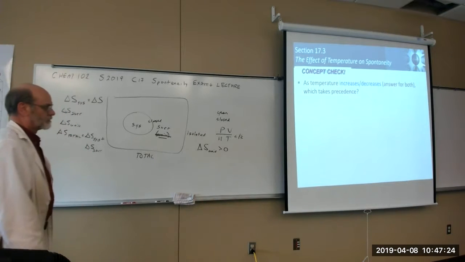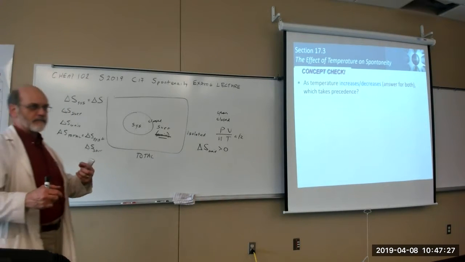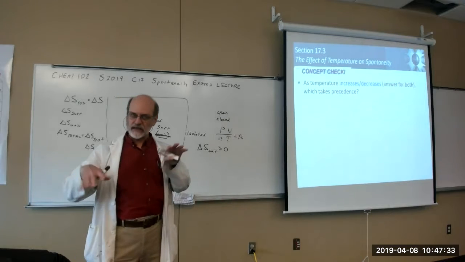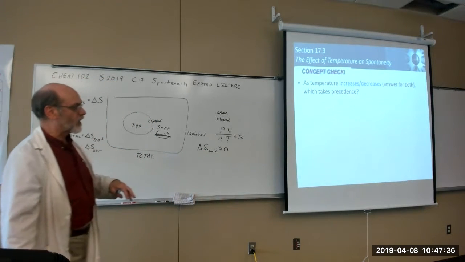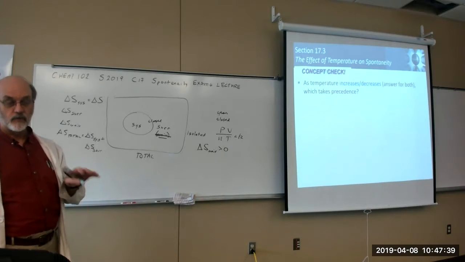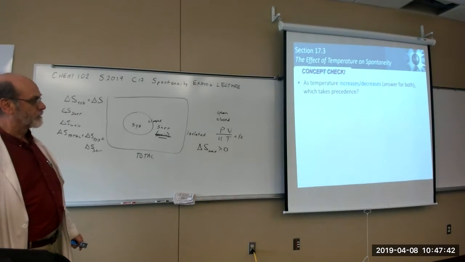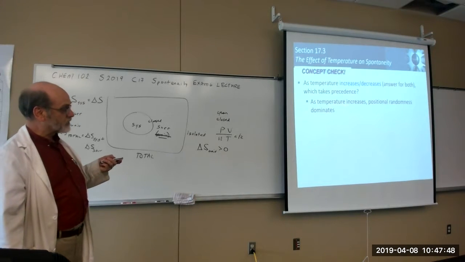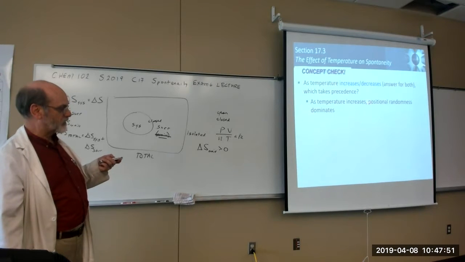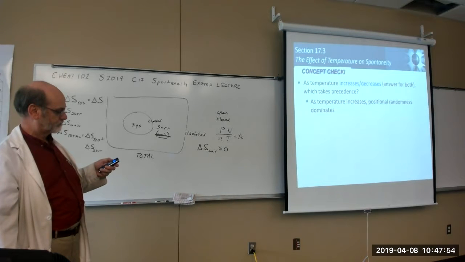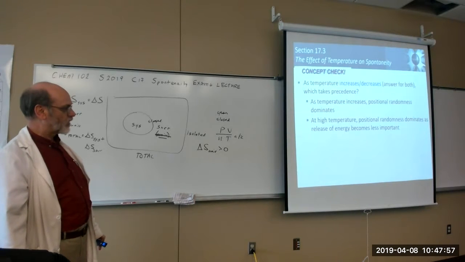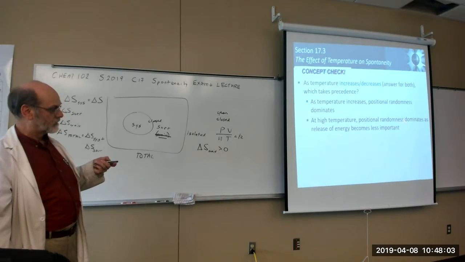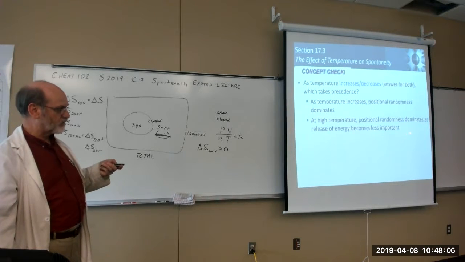As it turns out, there's a running battle going on between positional and energy randomness, positional and energy entropy. And it depends on whether the temperature is high or low as to which one wins. So which takes precedence? As temperature increases, the positional randomness is dominant. So at high temperatures, with positional randomness dominating, the release of energy becomes less important.